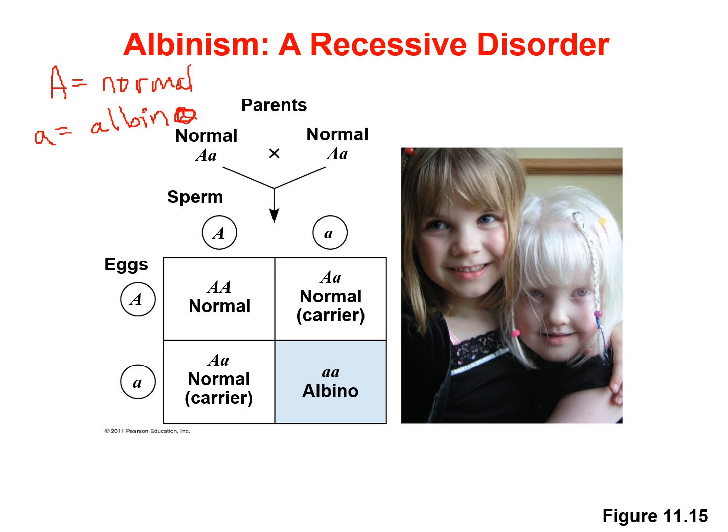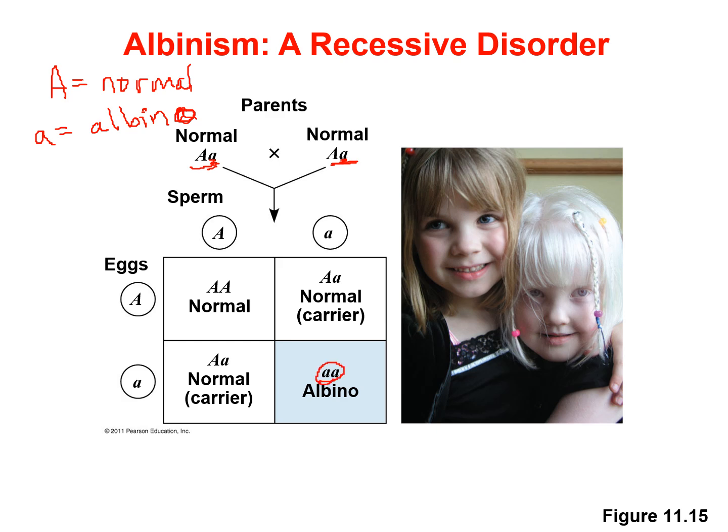Okay, so the only way that you could get an albino child if you had two normal parents is that both parents would have to be carriers. They both would have to be heterozygotes. So they both would have to have a copy of this recessive allele in order to get an albino child.